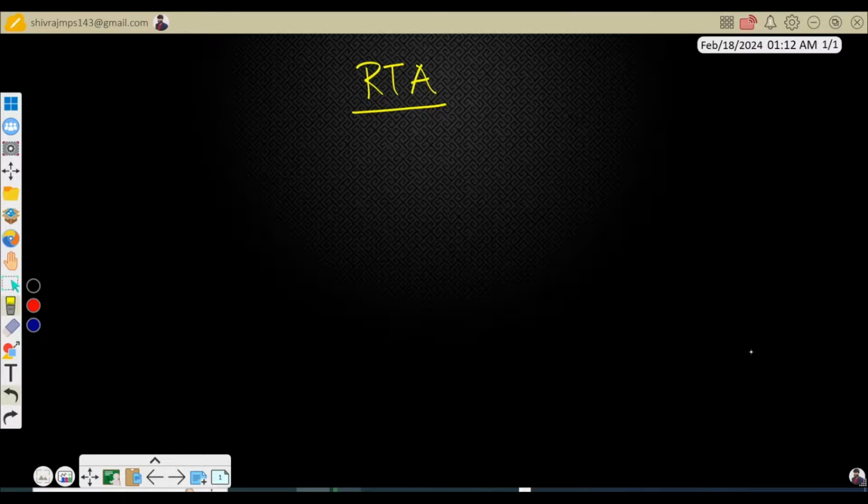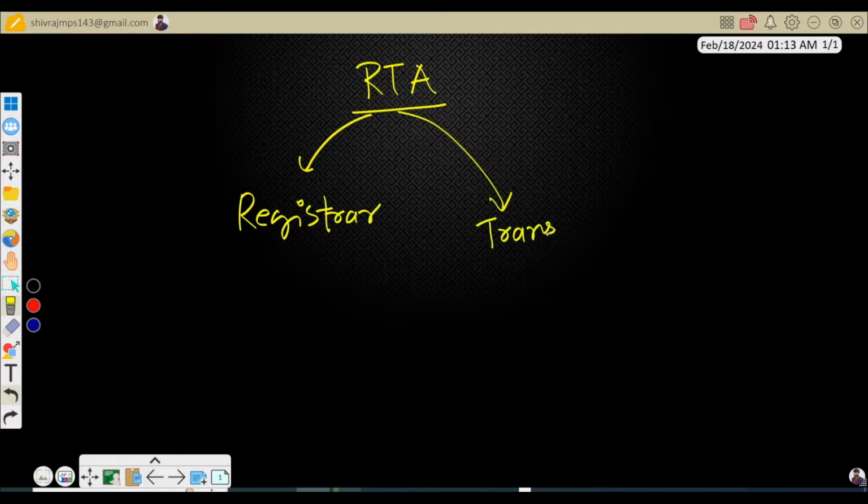and how RTA is helping companies or fund institutions to maintain the shareholders' information or unit holders' information. So let's discuss it. All right, so RTA stands for R means registrar, T means transfer agent. All right, T or A, you can say. So registrar and transfer agents.